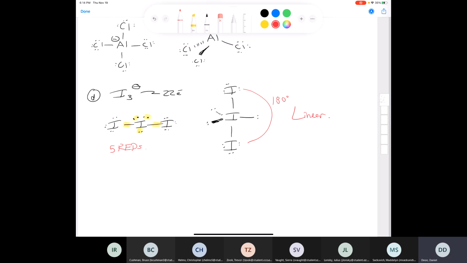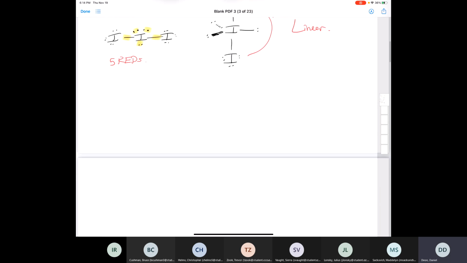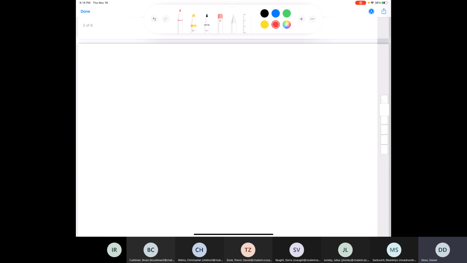Let's try one more. It's C2H4. Move down here, I got a little more space. Well, remember that carbon always forms 4 bonds and hydrogen always forms 1 bond. Carbon has 4 valence electrons, times 2, plus 4. That gives me a total of 12 valence electrons.